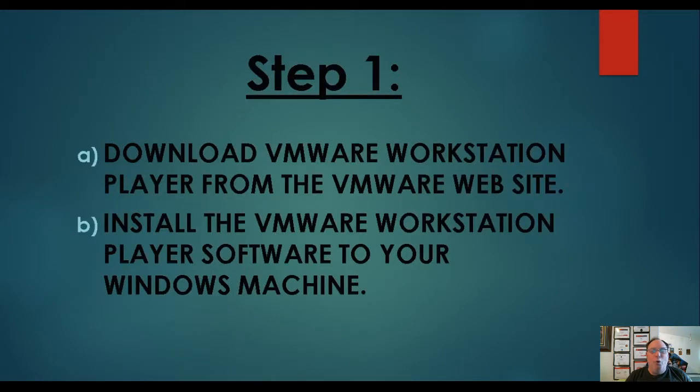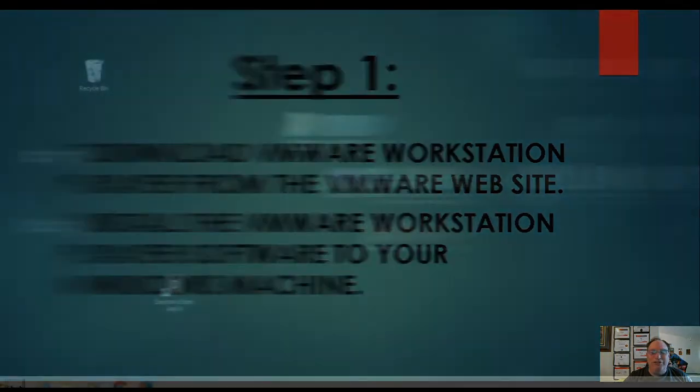Okay, step number one is we want to download the VMware Workstation Player from the VMware website. After we download the program, we then want to go ahead and install the VMware Workstation Player software onto our Windows hard drive. That will log it into the registry and do everything else Windows needs when you install a program. And it will basically make the VMware an integral part of our Windows machine, which we can then use to run Linux on. So let's go ahead and see the details on that.